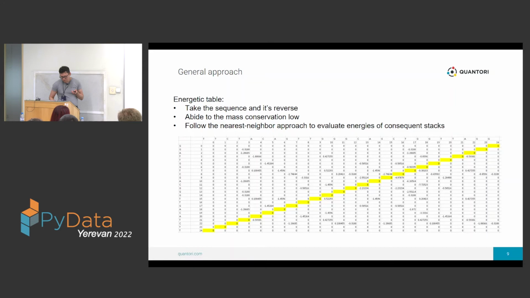So how do we build the energetic table? We need to pick up the sequence and its reverse, and then combine each consequent letters into pairs. This is the so-called nearest neighbor approach, and we can see there are numbers. Those numbers are associated with energies of the stacks.